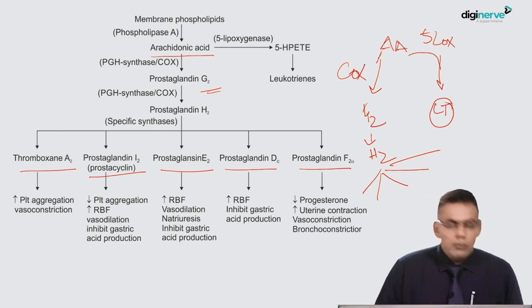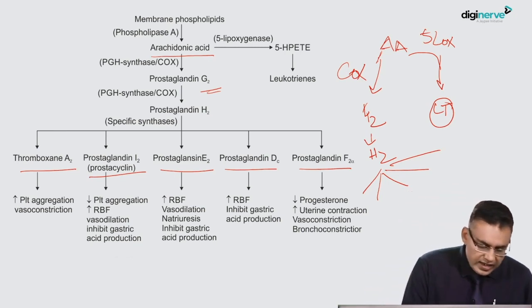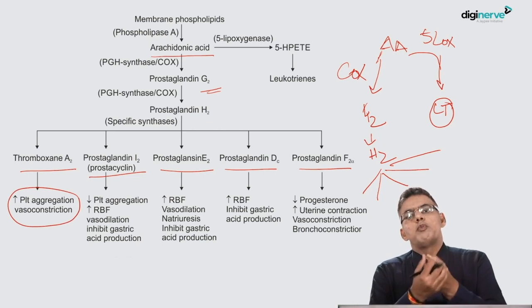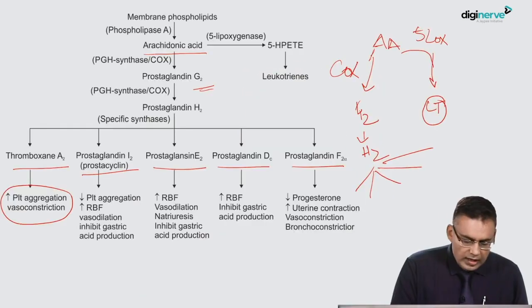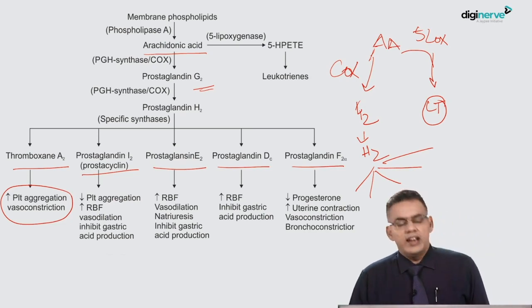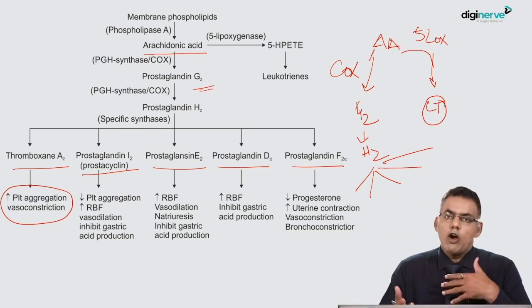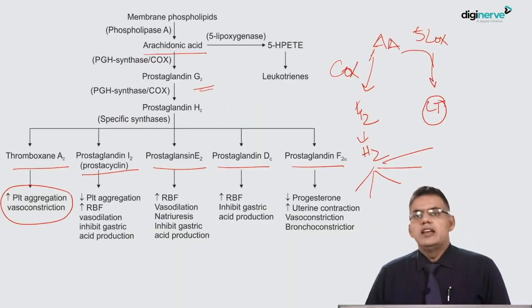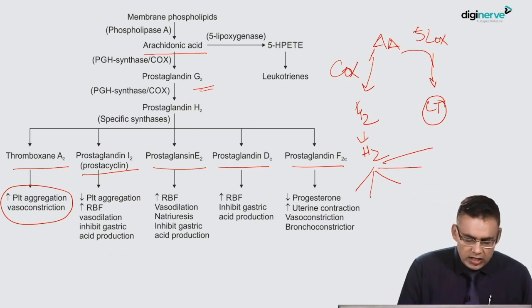For example, thromboxane A2 increases platelet aggregation and causes vasoconstriction, meaning thereby it would block the blood vessel. There could also be action of prostacyclin I2, which is opposite to thromboxane A2, that is, it decreases platelet aggregation, it increases renal blood flow, thereby causing vasodilatation. It also inhibits gastric acid production.